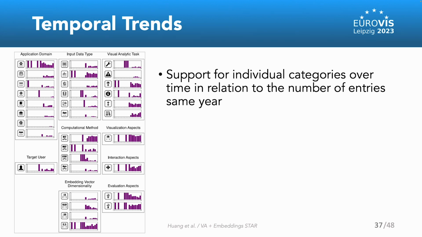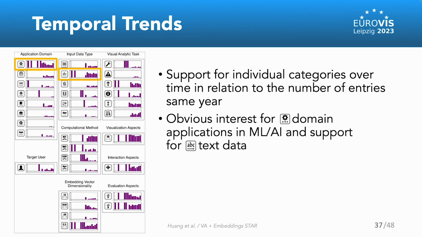We can notice the stable interest for domain applications in ML and AI and text data, which could be expected based on the strong support for these categories in the survey data. Another interesting example is that the entries included in the past several years demonstrate strong interest in neural network approaches for embedding calculations compared to the other computational methods.